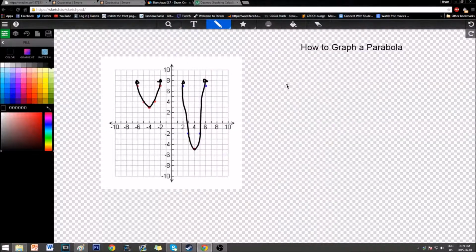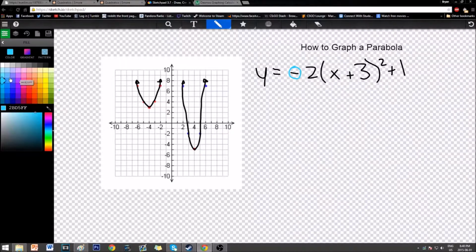So for the third and final equation that we'll learn how to graph, this time this one will be negative, so it'll be upside down. So the equation will look like this. So we notice that the negative sign right here means that the parabola will be upside down, unlike these ones that are right side up.